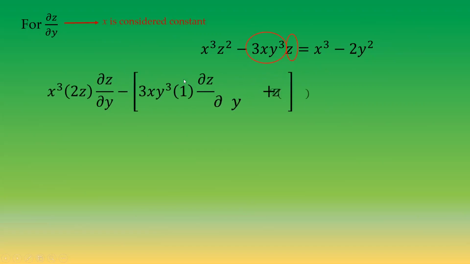Now, for letter B, we go to with respect to y. Here, we're going to consider x as constant. So again, our given equation is x cubed z squared minus 3xy cubed z equals x cubed minus 2y squared. Here, there is y and z, so that is a product. Let's arrange it. Here, x cubed is constant, so just rewrite that x cubed because it is constant. Differentiate the z squared, so you have 2z dz over dy.